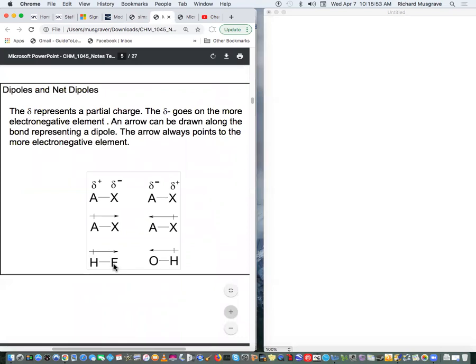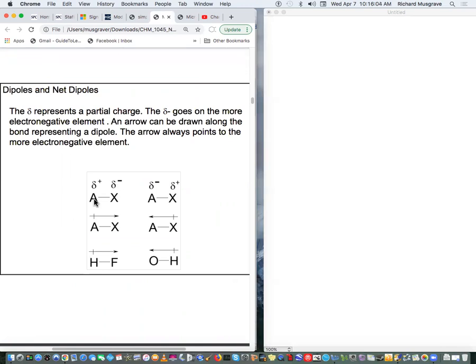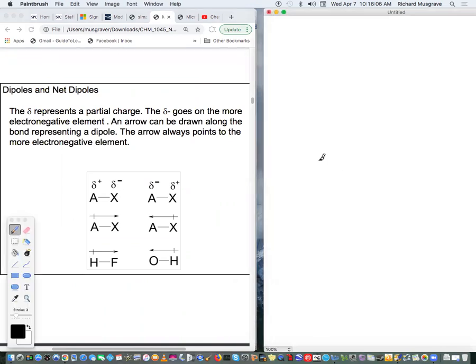we're looking at something like this, what we're saying is that there's more of a partial charge on the electronegative atom than the one that is less electronegative. The other way of looking at it, and I'll just show you this in an HF bond situation, is that because F is more electronegative than H, what it means is the electrons on average are closer to the F than they are to the H.